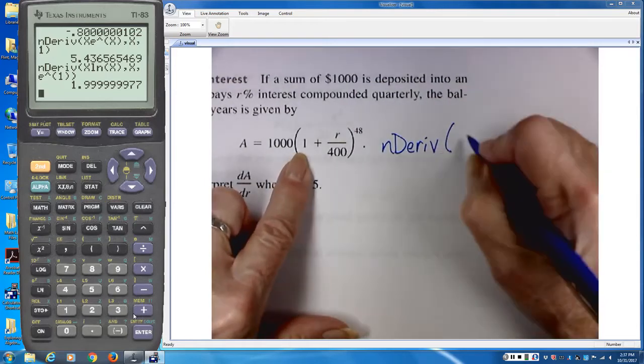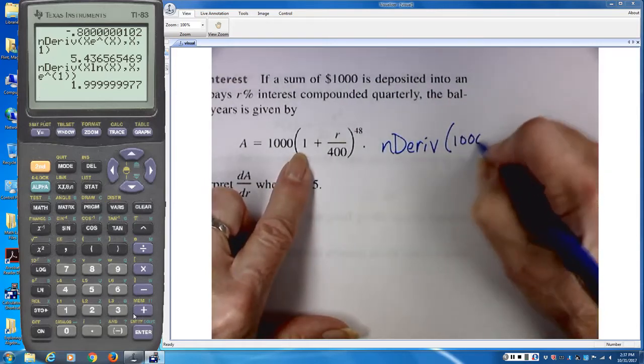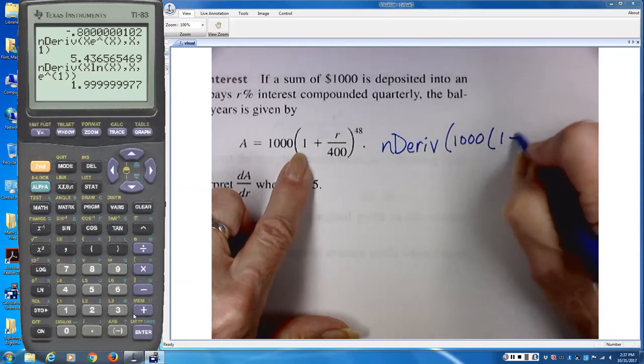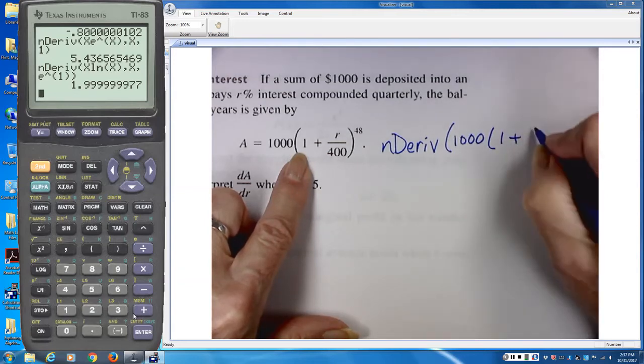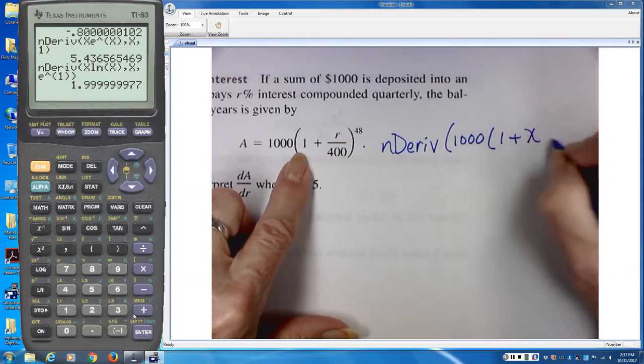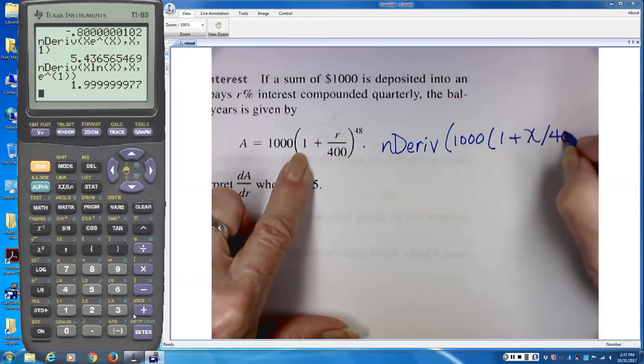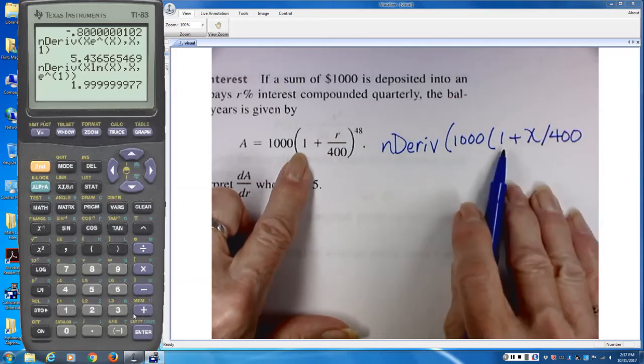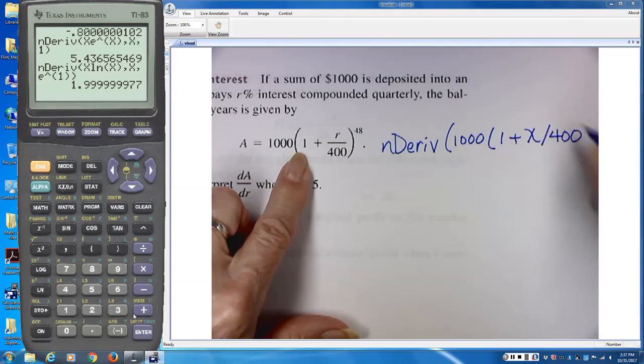Okay, so your function is 1,000 times 1 plus the interest rate, which is your X value, divided by 400. And it's going to do this division before it does the addition. And then you raise that to the 48th power. So there's your function.